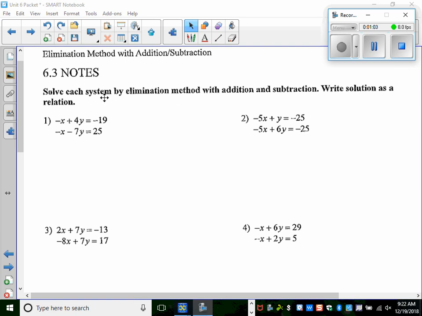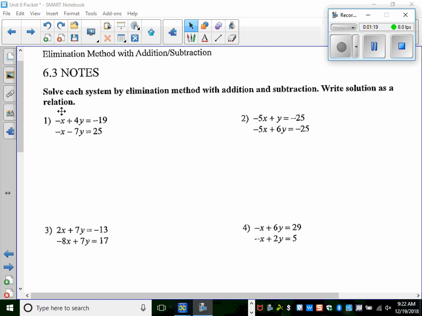So we still have the same directions, solve each system. So that means we're still looking for that answer that's a coordinate. We're just using a different method. All right, that's very important to understand, okay?